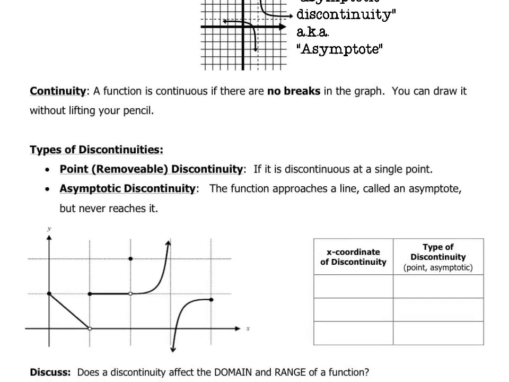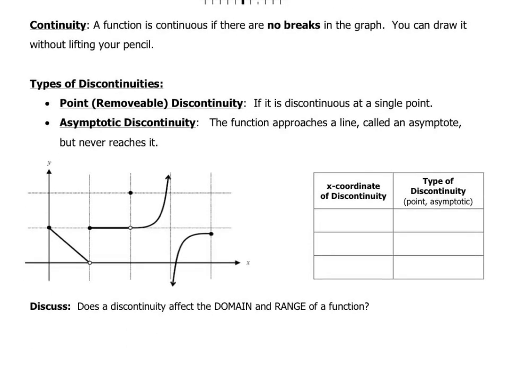All right, so I mentioned before that there are different types of discontinuities. There's a point or removable discontinuity. That happens if a function is discontinuous at a single point. So these are really just your two umbrella terms for two major types of discontinuities. One type is a point discontinuity, the other one is an asymptotic discontinuity.